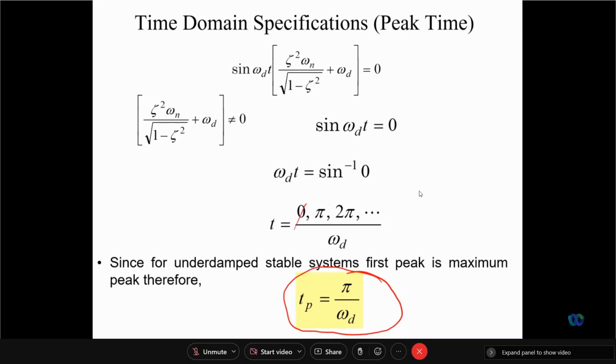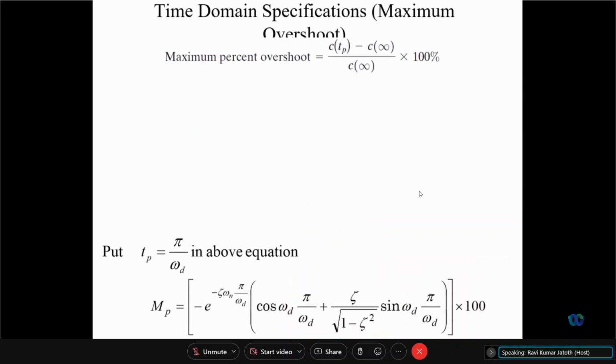Pi to pi n, pi by omega d. So then we have to find out overshoot. So overshoot, how do you find it out? These derivations are very important. If it is an online exam, I may not be asking, but if it is an offline exam, you have to do it there itself.